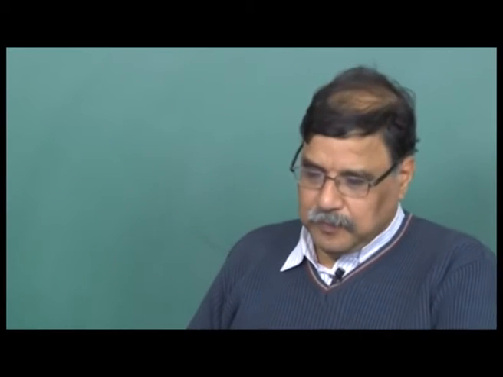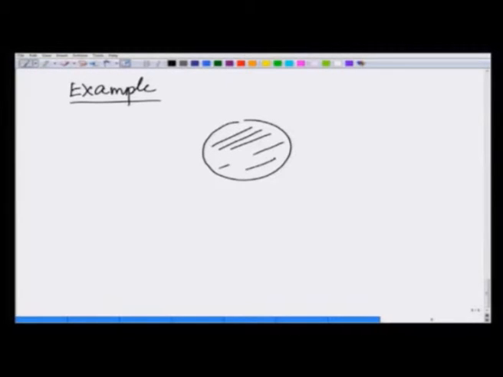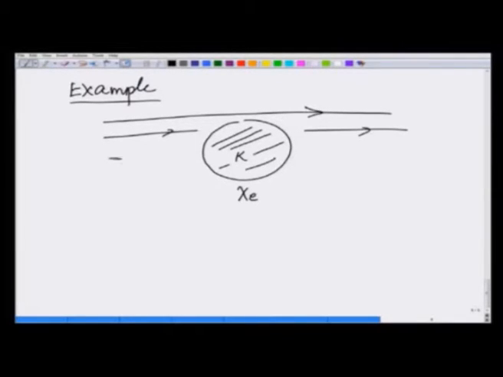Continuing the examples on electric fields around dielectrics, let's take the next example, where I put a sphere of dielectric material of constant k, or susceptibility chi e, in a uniform field. And now I ask what will happen.